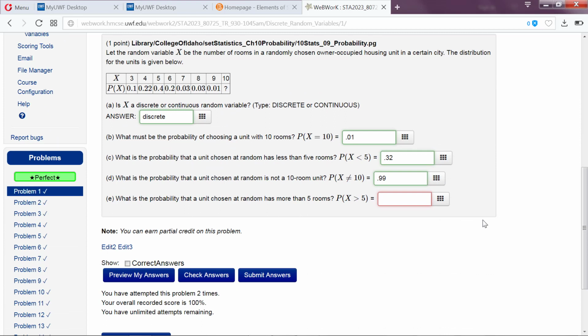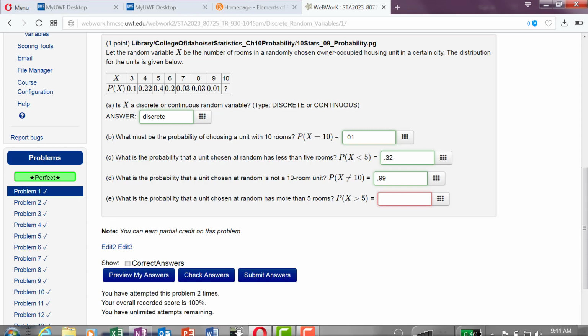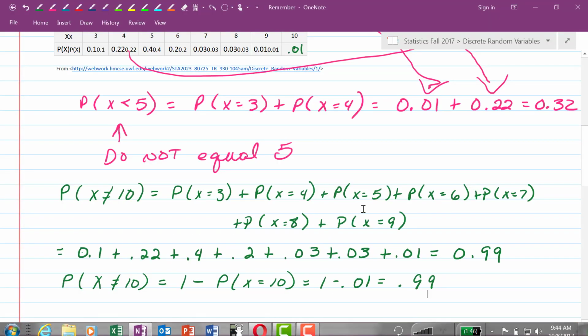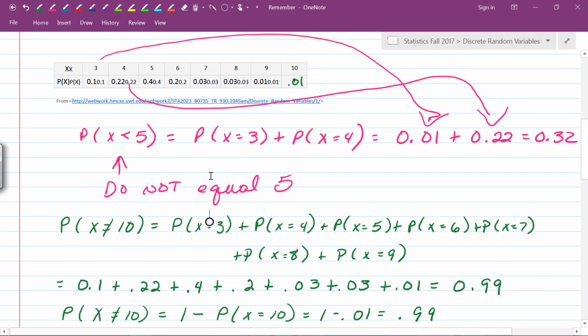It says, what is the probability that a unit chosen at random has more than 5 rooms? More than 5 rooms. Because the number 5 is kind of in the center, you can simply say it's the probability of having a room that has 6, 7, 8, 9, or 10, and just add those together. Or you could say the probability that x is greater than 5 rooms is equal to 1 minus the probability of x equals 3, 4, and 5. Both of those are the same way of looking at the problem.